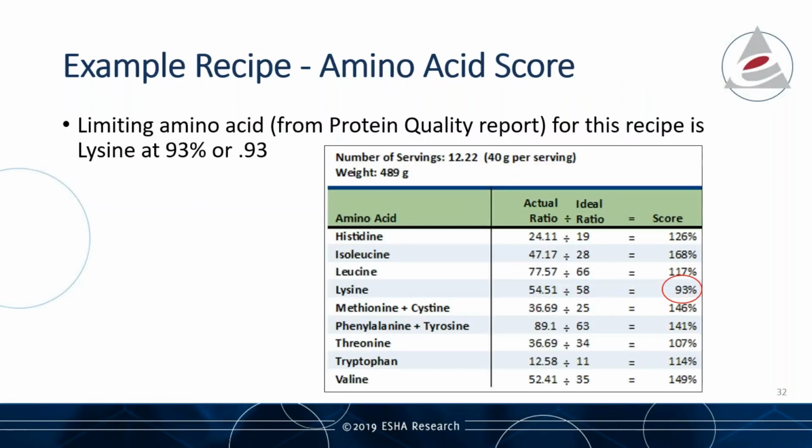Now I take a look at the protein quality report to get the amino acid score. And again, just like my previous example, we see that the lysine contributes the lowest percent at 93%. So the amino acid score for my recipe is 0.93.